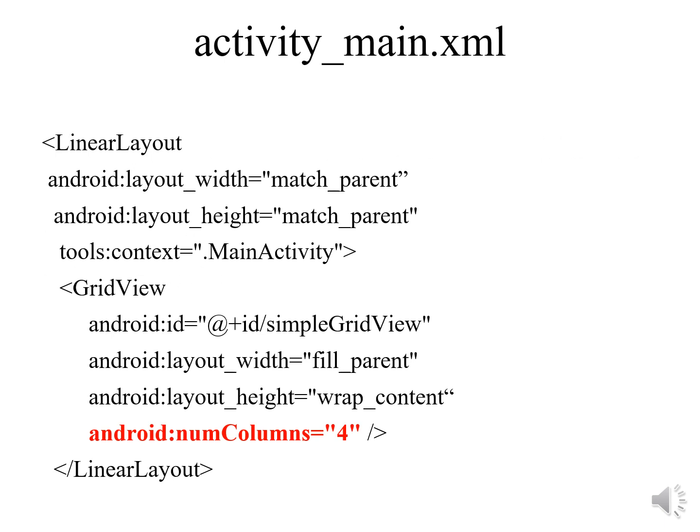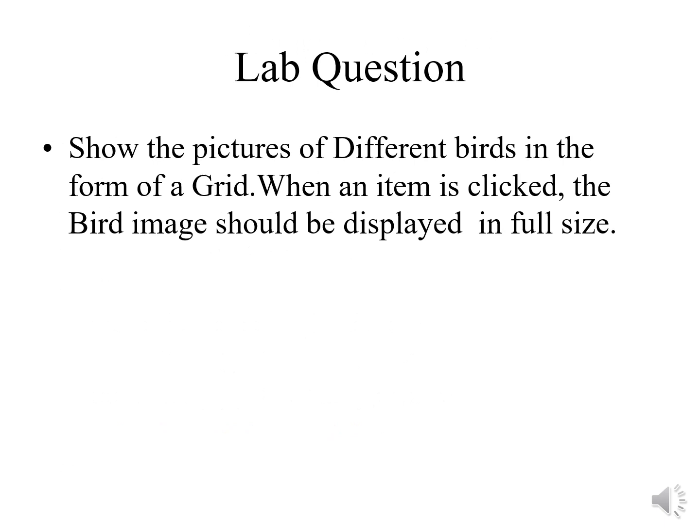So here an activity main.xml file is created which has a grid view tag. This is a lab question that you have to try. Show the pictures of different birds in the form of a grid. When an item is clicked, the bird image should be displayed in full size. So we can see how to do that.